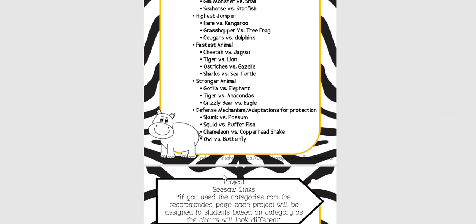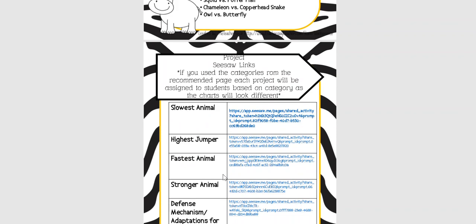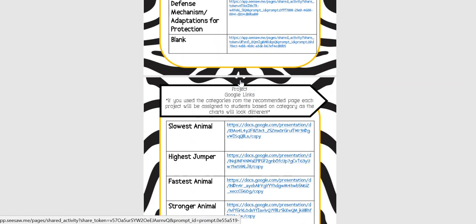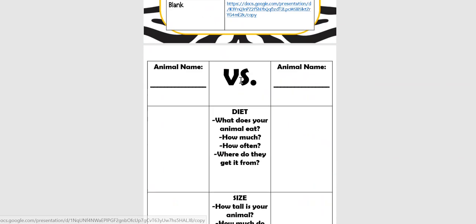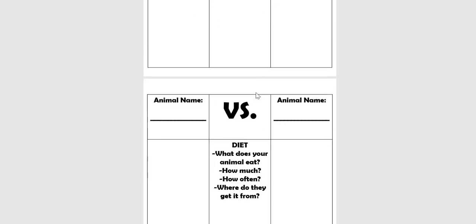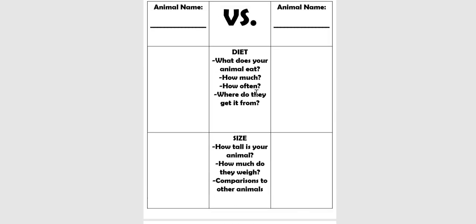And we basically just went through our school's library and kind of saw and pulled books of what we had, and then we came up with the categories that way. So there is a blank one as well if you want to come up with different categories yourself. But the project is also linked all in Seesaw for them to do, and Google. And then this is what the charts would look like when they take their notes on like the diet of the animals and the size, and then those specific categories.